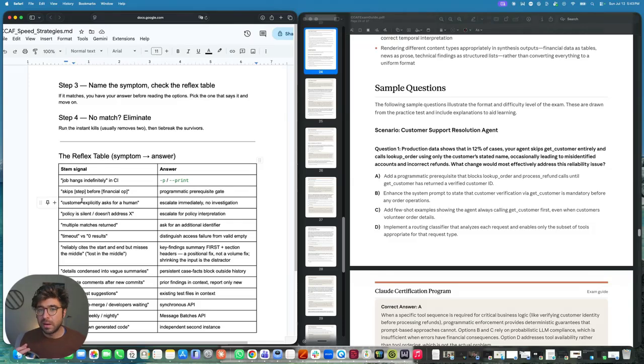However, if you find that the symptom is not within this reflex table, we move down to step 4, which is the process of elimination step. During the process of elimination step, what you want to be doing is going through the questions and killing off the very obviously wrong answers and getting it down to ones that seem correct. And we will then resolve with a tiebreaker.